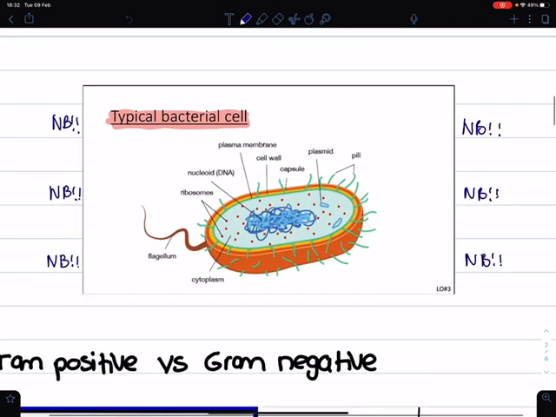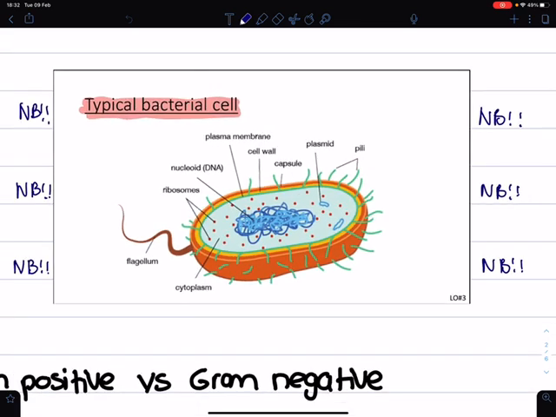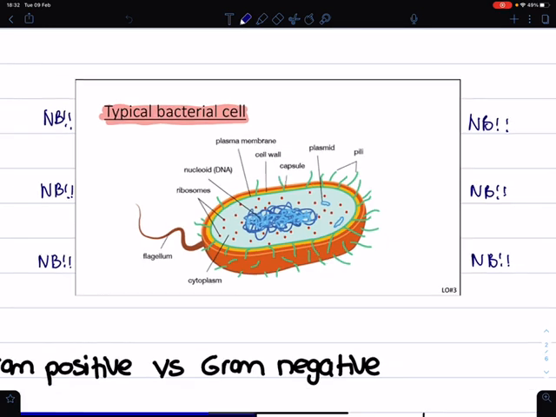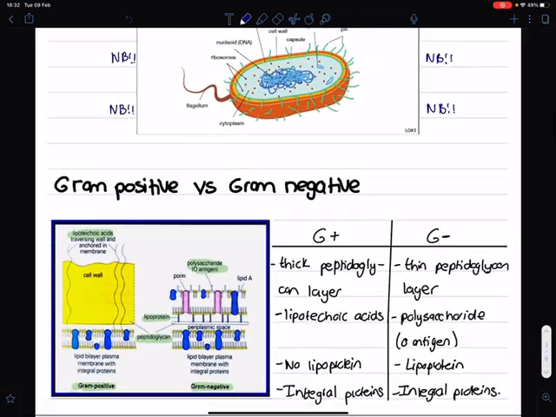Then a typical bacterial cell is also important. It has a plasma membrane and a cell wall. Some of the bacteria have capsules, but not all. They also have pili. Pili are for attachment purposes, and the flagellum is for locomotion purposes. It also has a plasmid. It's important to note that when you're doing transformations with bacteria, it's the plasmid that carries the antibiotic resistance. And it also has DNA and ribosomes for protein synthesis.